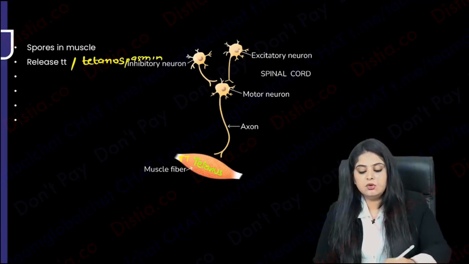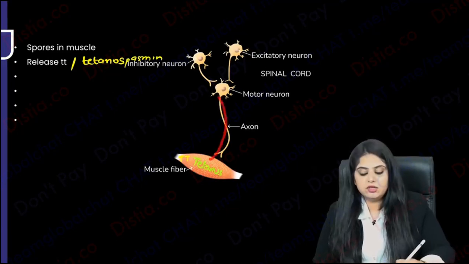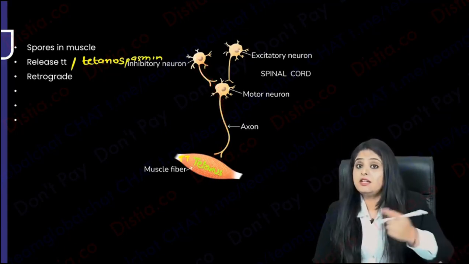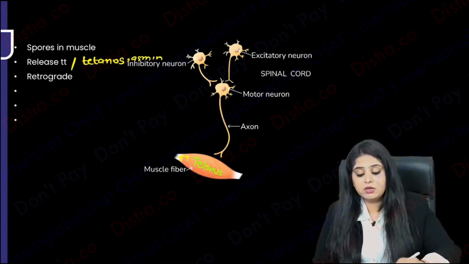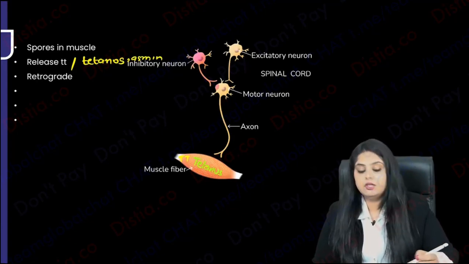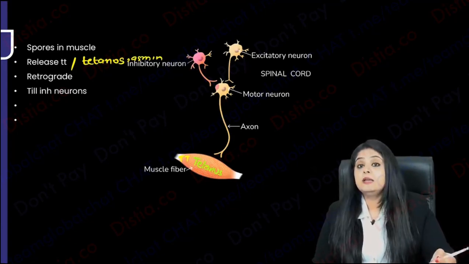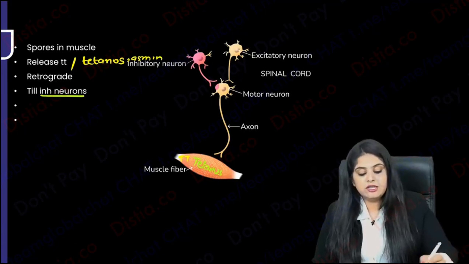Now, where is it going to go? Of course, from the muscle to the nerve. That means it's going backward. It's going in a retrograde manner. We have a retrograde movement that has occurred. And to which neuron is it going? I just now made you memorize it also. Which neuron is it going to? It is going to the famous inhibitory neurons. It's going to go till the inhibitory neurons.